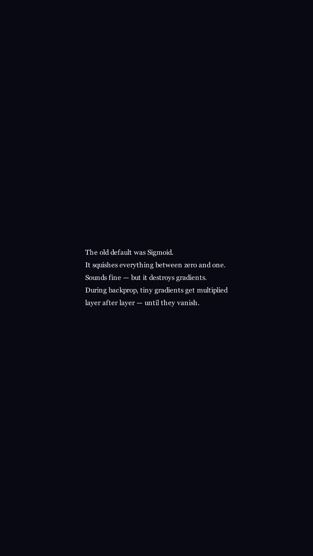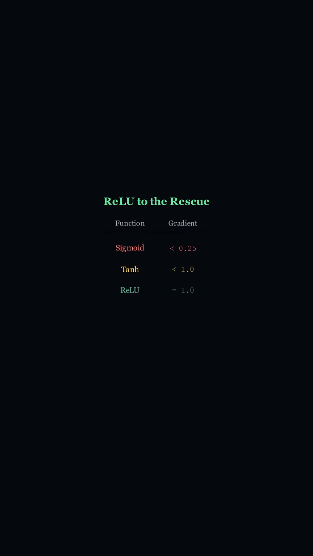The old default was Sigmoid. It squishes everything between 0 and 1. Sounds fine, but it destroys gradients. During backprop, tiny gradients get multiplied layer after layer until they vanish. ReLU has a gradient of exactly 1 for all positive inputs. No squishing, no vanishing. Early layers actually learn.